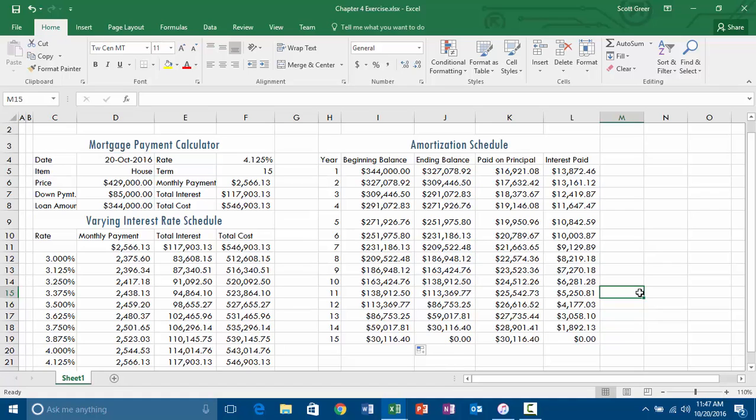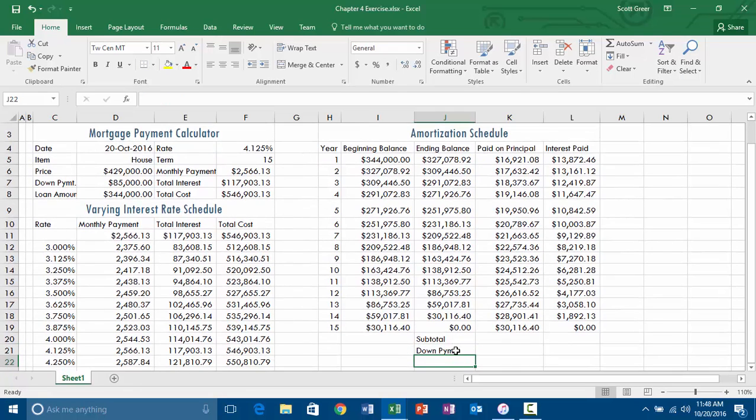Now what we want to do is in J20, just below, type in subtotal, and then down payment, and then total cost.